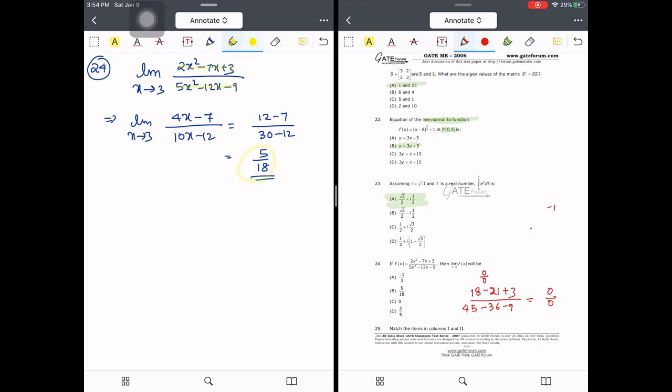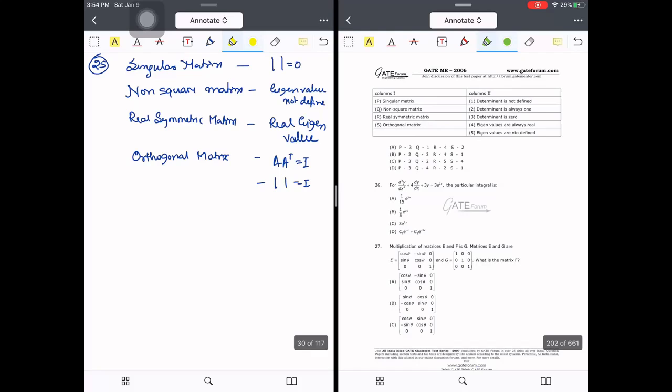So differentiate the numerator with respect to x, and then the denominator with respect to x, and then put the value of x. We got 12 minus 7 over 30 minus 12, that is equal to 5 by 18. So 5 by 18 is our answer.